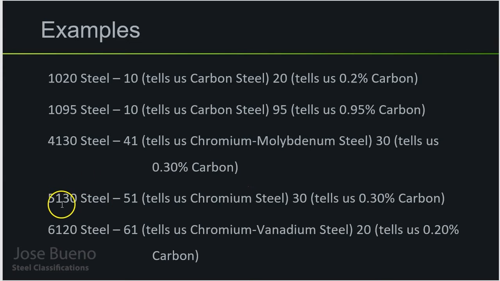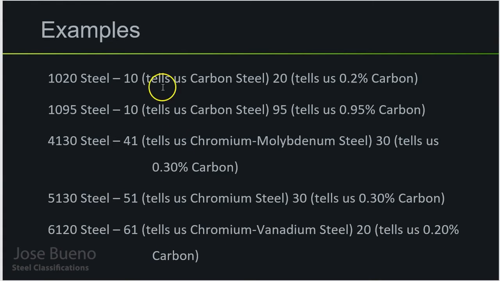And the 30 tells us that there's 0.3% carbon. So then with the 5130, 51 tells us that it's chromium steel. 30 tells us that there's 0.3% carbon. And with 6120, the 61 tells us it's chromium vanadium steel. And the 20 tells us that there's 0.2%.